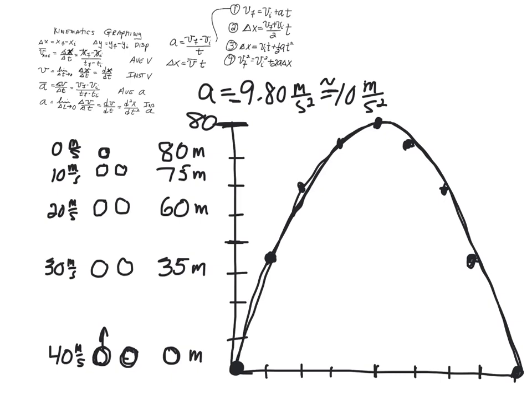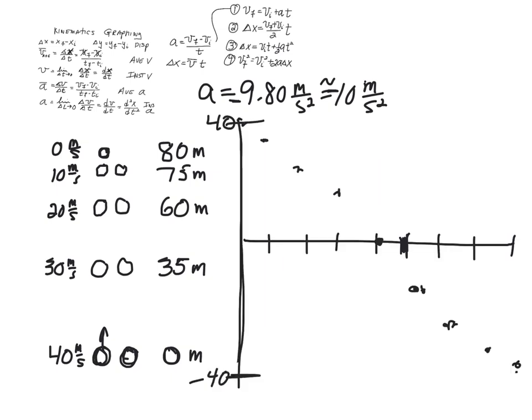But this is different from the other graph, right? So the slope is getting less and less and less. And at the top, the slope is 0, and the velocity is 0. So now graph the velocity versus time graph. Okay, I didn't warn you, but there are negative velocities, right? As it's coming back down, the velocities are negative. So notice it's 40, then it goes to 30, then 20, then 10, then 0, negative 10, negative 20, negative 30, negative 40.